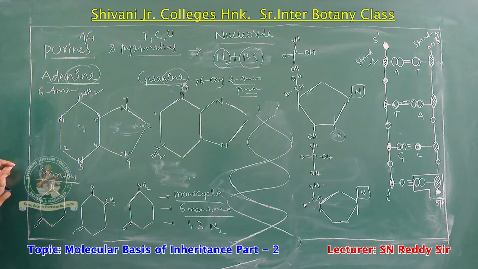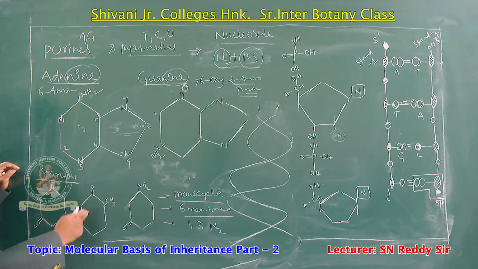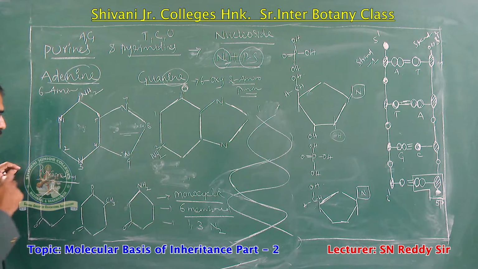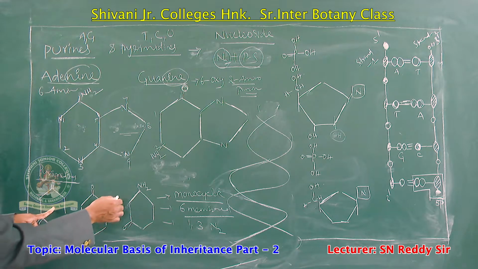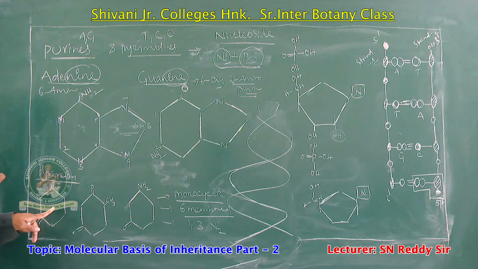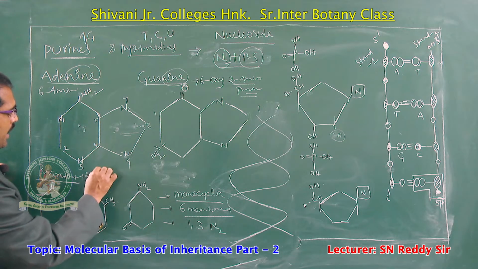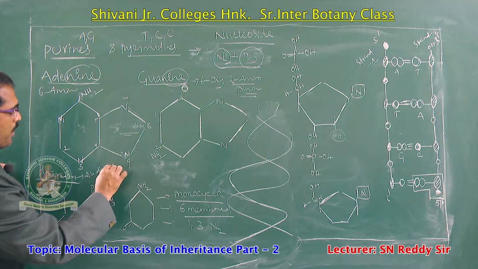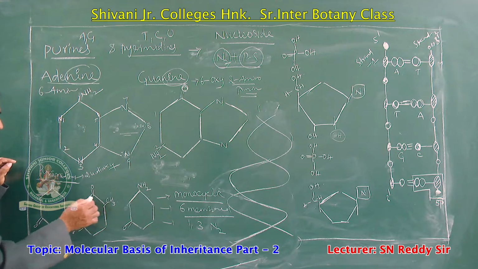2,4-dioxypyrimidine. 2,4-dioxy-5-methylpyrimidine. In these two structures, there is just a small difference: there is a methyl group. Okay, that means 2,4-dioxypyrimidine is the uracil.